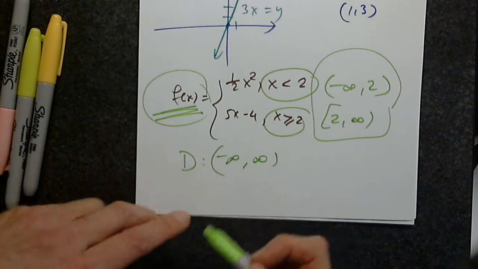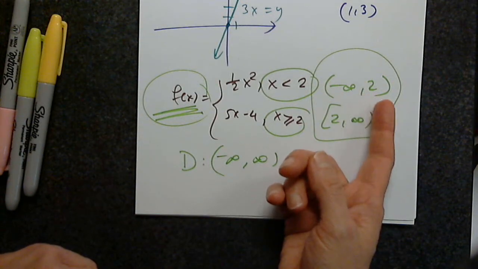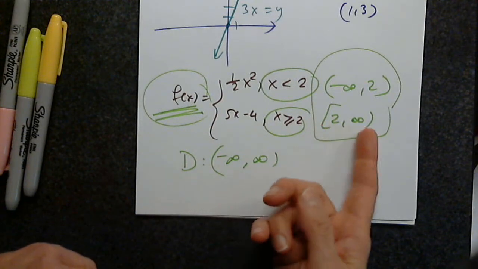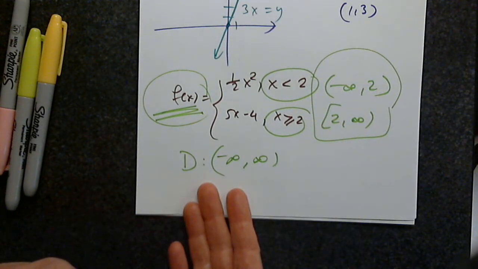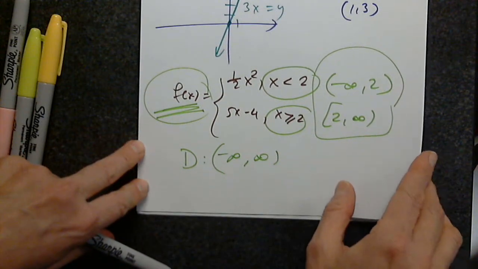Do you all agree with negative infinity to infinity? Yes. So we have everything between negative infinity and 2, we have 2, and we have 2 to infinity. We have all real numbers for this function. Would you agree? Yes. Agreed? Charisse?